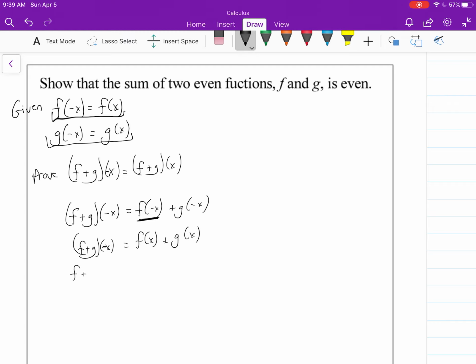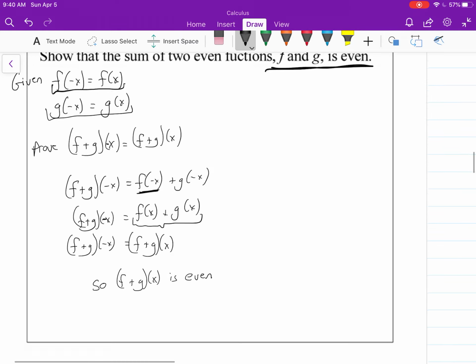And so, I forgot my negative over here again, sorry about that. So we just showed f plus g of negative x equals f plus g of x, changing this back into one part. And this is the definition of even. So f plus g of x is even. And that's what we wanted to find.